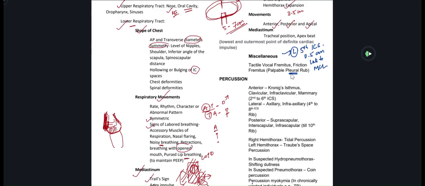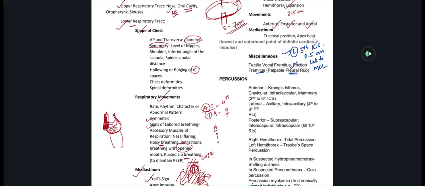If the two pleural layers are rubbing against each other, it can produce a friction which then translates through the surface as something palpable, which is called friction fremitus. So these are the miscellaneous vibrations which can be felt on the surface of the lung on palpation. And if you have any other dilated vessels or any palpable pulsations, that also can be mentioned here. Now coming towards percussion.